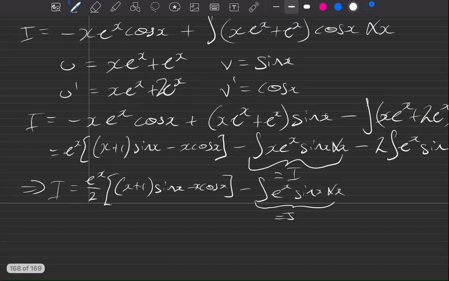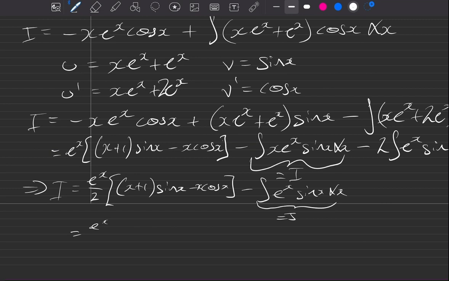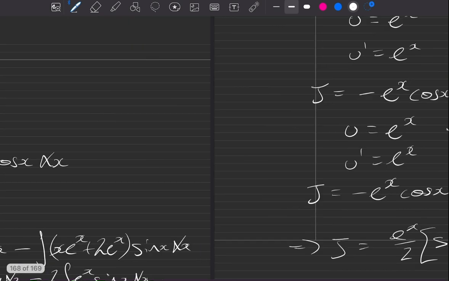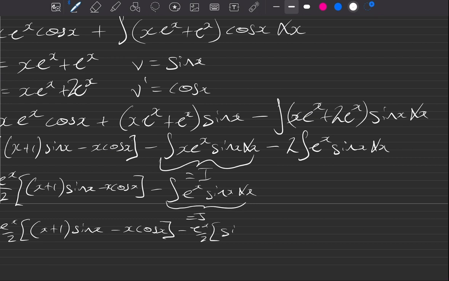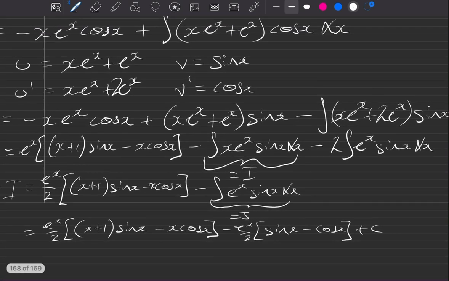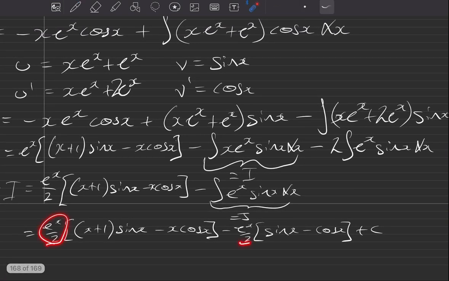So we can stick that all in. The first bit will stay the same, e to the x on 2 x plus 1 multiplied by sine x, take away x cos x, and now then take away e to the x on 2 of, what was it? Sine minus cos. So sine x minus cos x. We've got no more integrals, so we add a plus c as well. And we'll just factorise. We can see we've got an e to the x on 2 outside both of them. So we'll bring it to one big factor. E to the x on 2.